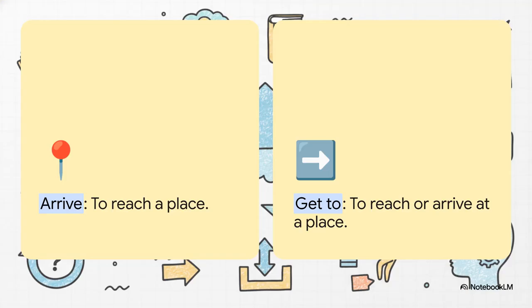Okay, here's a perfect example. You look up arrive, and it says to reach a place. Then you look up get to, and the dictionary says, well, pretty much the exact same thing. So they must be interchangeable, right? Wrong. And if you use them that way, you'll sound technically correct, but you won't sound natural. That's the translation trap, right there.